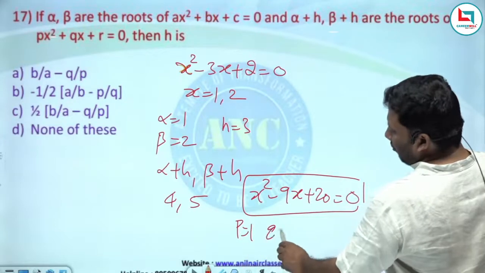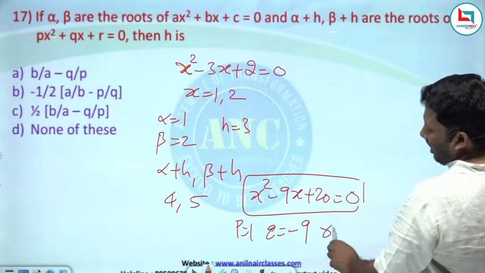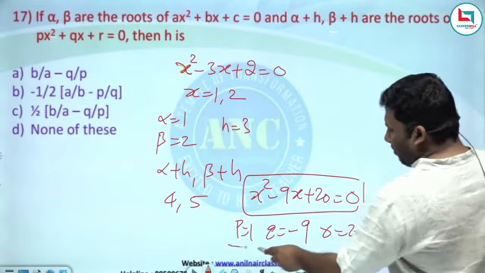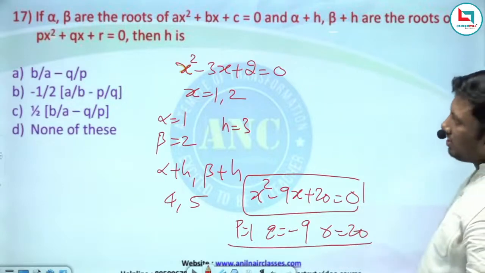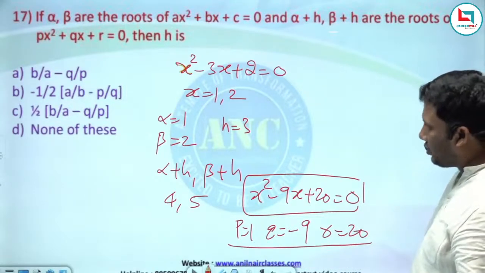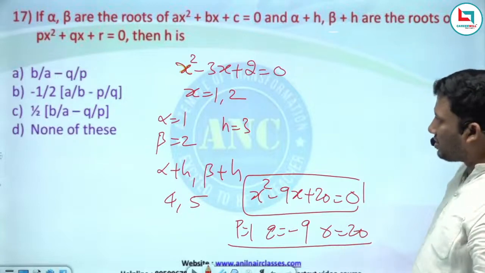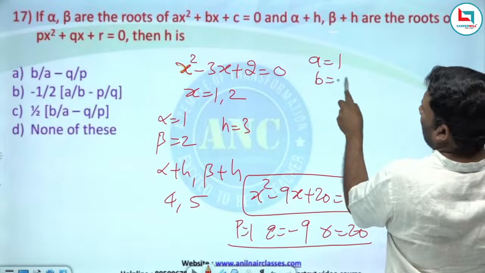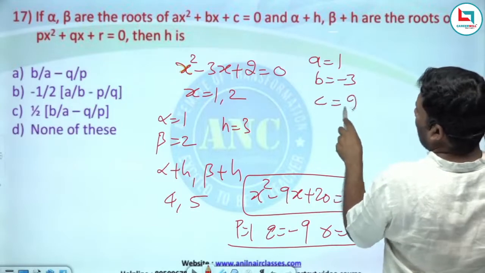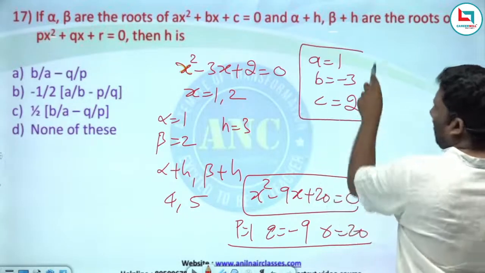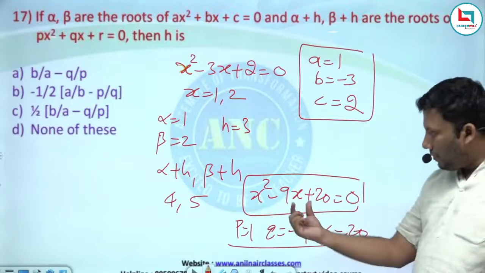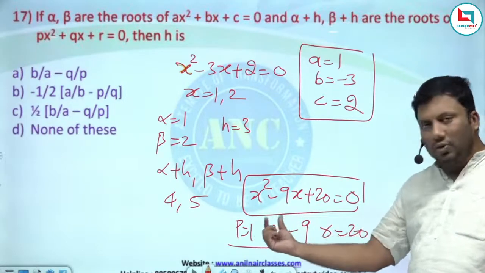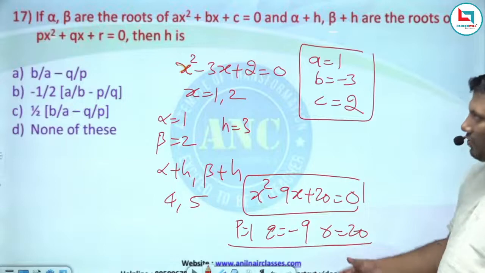P is 1, Q is minus 9, R is 20. Then, for the h value, just check it out, sir. Here, A value is 1, B value is minus 3, C value is 2. A is 1, B is minus 3, C is 2. Here it is P value 1, Q minus 9 and R 20.